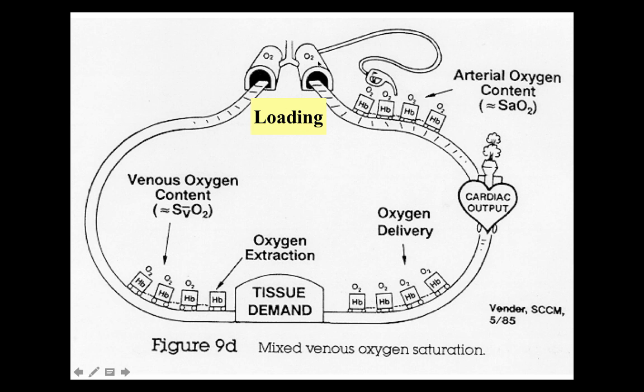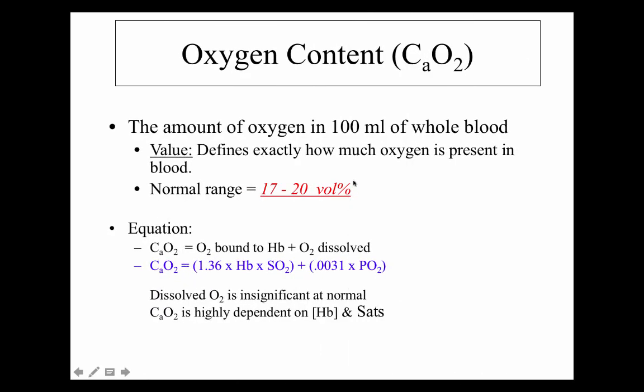So the loading part refers to the oxygen content and the oxygen capacity of the blood. We usually express oxygen content as CaO2, the oxygen content in the arterial blood. So that's the amount of oxygen in 100 mLs of blood, and that defines exactly how much oxygen is present in the blood. The normal range is 17 to 20 vol%. It's an unusual unit, but it's based on 100 mLs of blood and the percent of that blood that's maximally saturated.